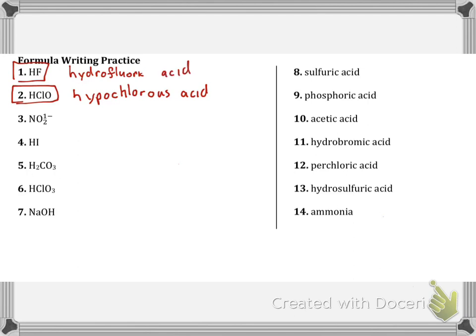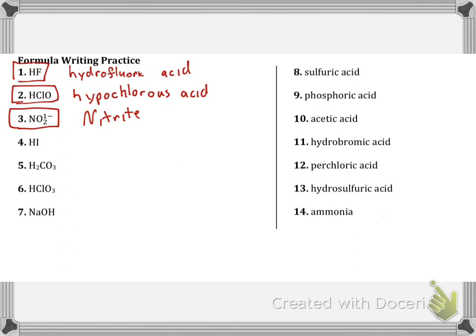Now number 3 here, is this an acid? Well, according to the definitions we've learned so far, it does not have a hydrogen ion associated with it. It doesn't have a hydroxide either. This actually is just nitrite, something that we already know. NO2 minus is nitrite.